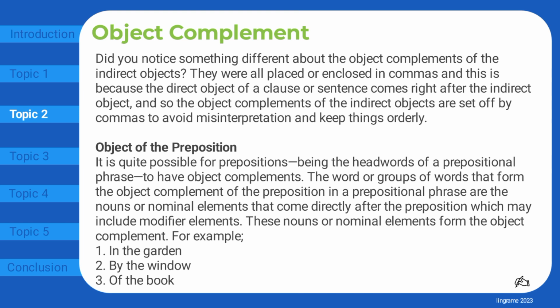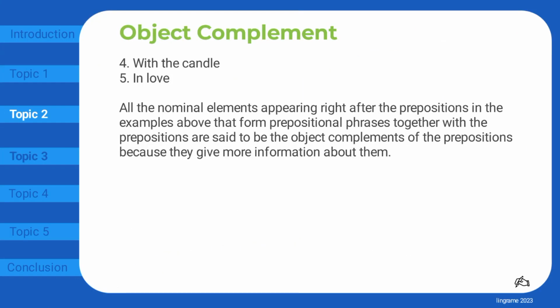Object of the preposition. It is quite possible for prepositions, being the head words of a prepositional phrase, to have object complements. The word or groups of words that form the object complement of the preposition in a prepositional phrase are the nouns or nominal elements that come directly after the preposition, which may include modifier elements. These nouns or nominal elements form the object complement. For example, in the garden, by the window, of the book, with the candle, in love.